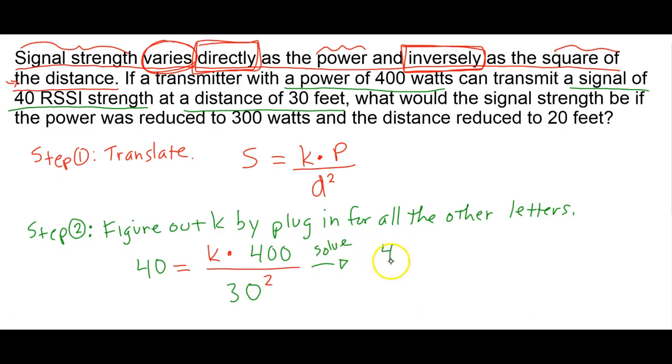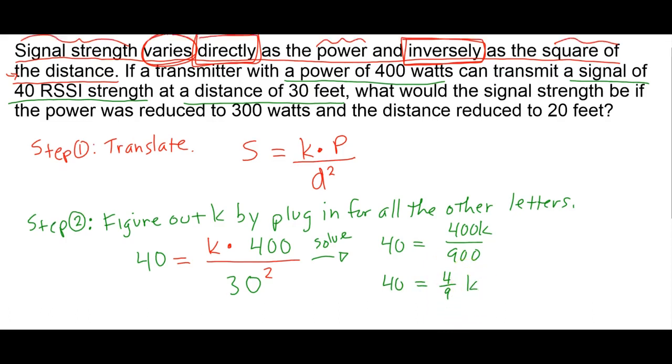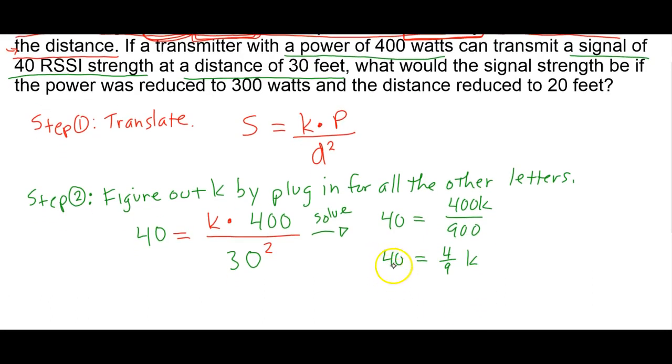So let's see, where would you begin? Well, 30 squared, you'd probably do that first. 30 squared is 900. And you might reduce the fraction because, well, why not? So then you'd have 40 equals 4/9 K. And if you don't like fractions, you might multiply the 9 up to the other side, and then divide by the 4, and you've figured out what K is.